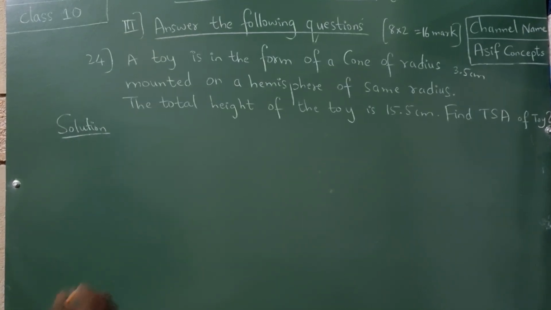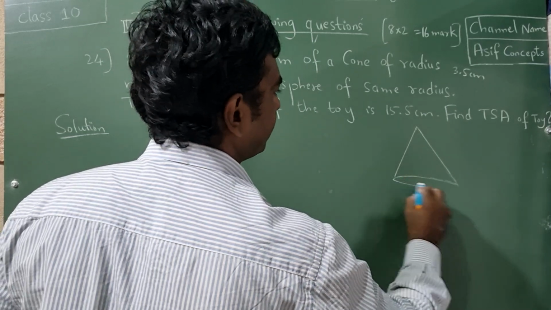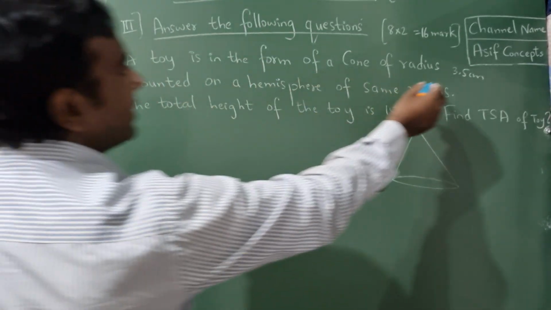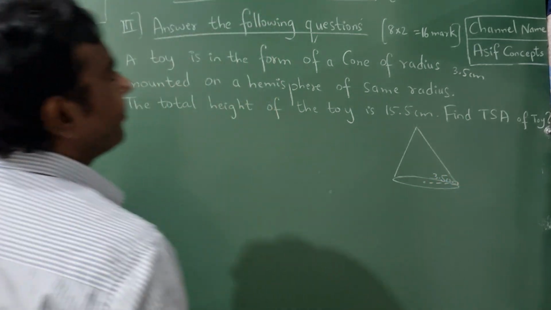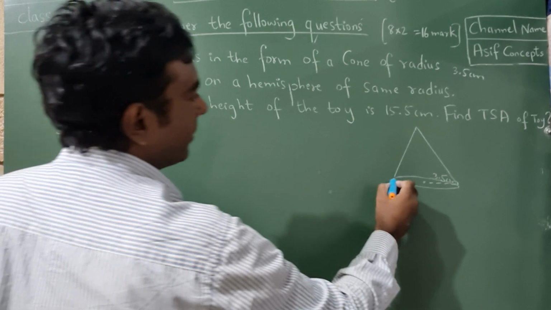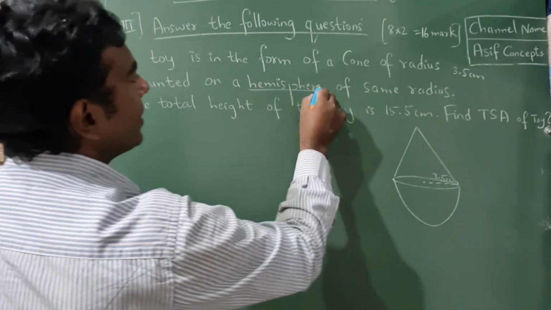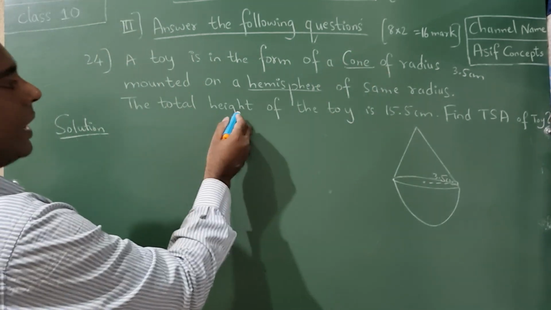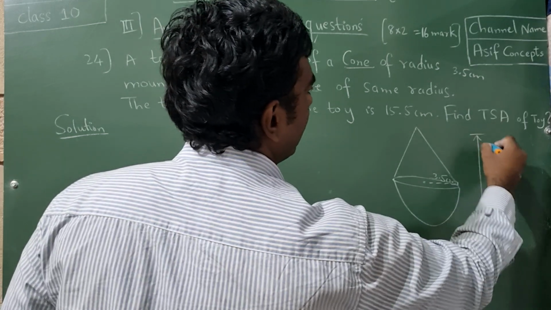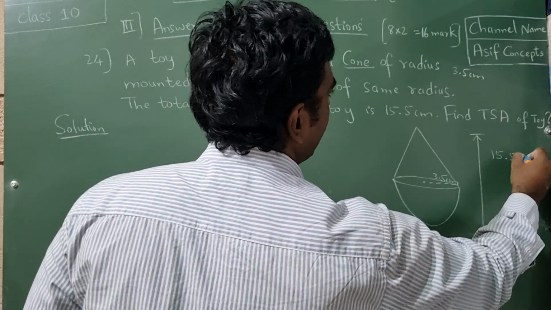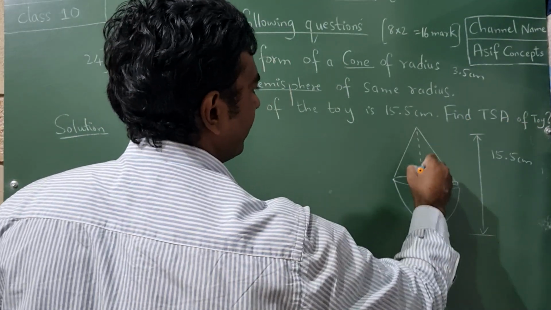Now 24th question is, a toy is in the form of a cone. So let me draw a cone of a radius 3.5. So from here the radius is 3.5 centimeter, mounted on a hemisphere of the same radius. It means the hemisphere radius is also the same as the cone. The total height of the toy is 15.5. From here till here the total height is 15.5 centimeter. Okay. Find the total surface area of the toy.